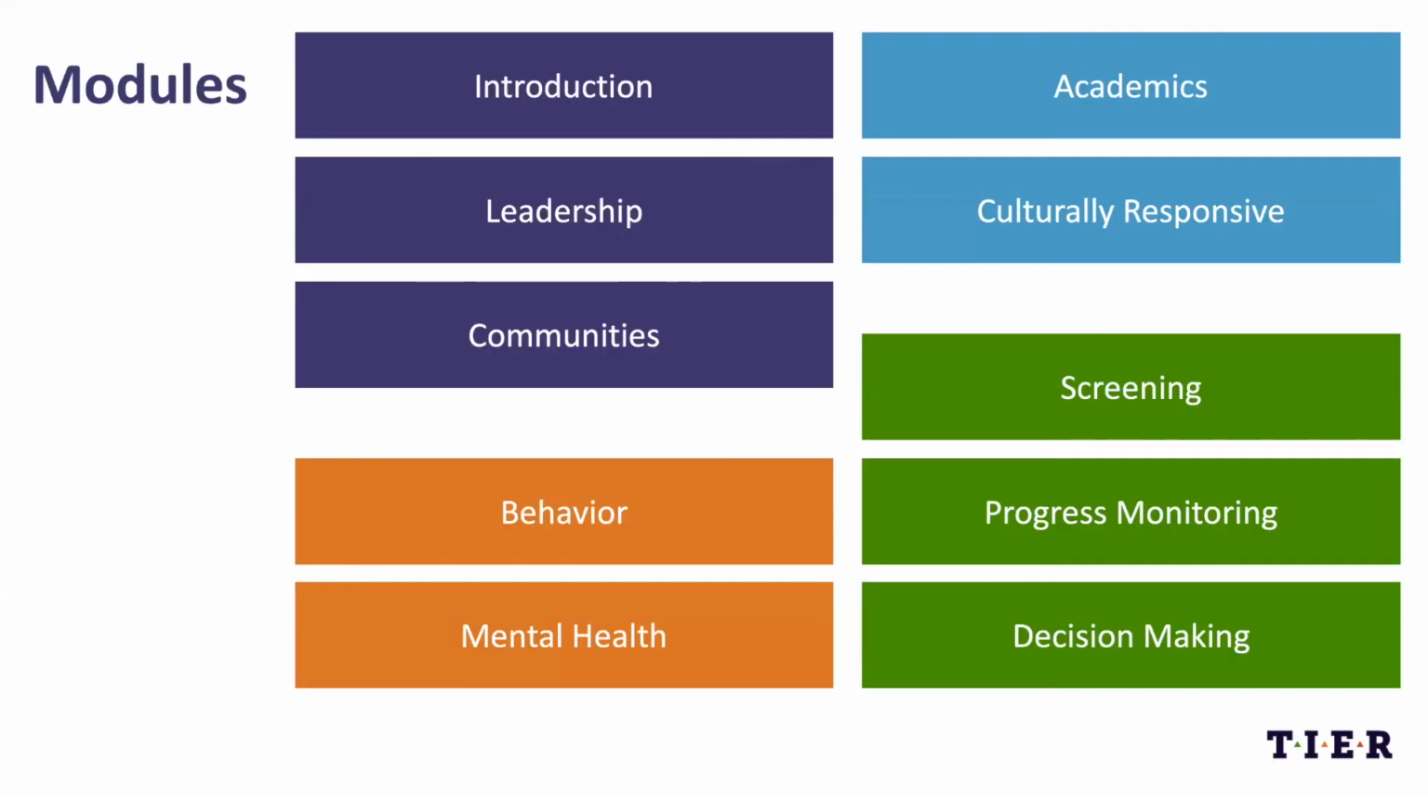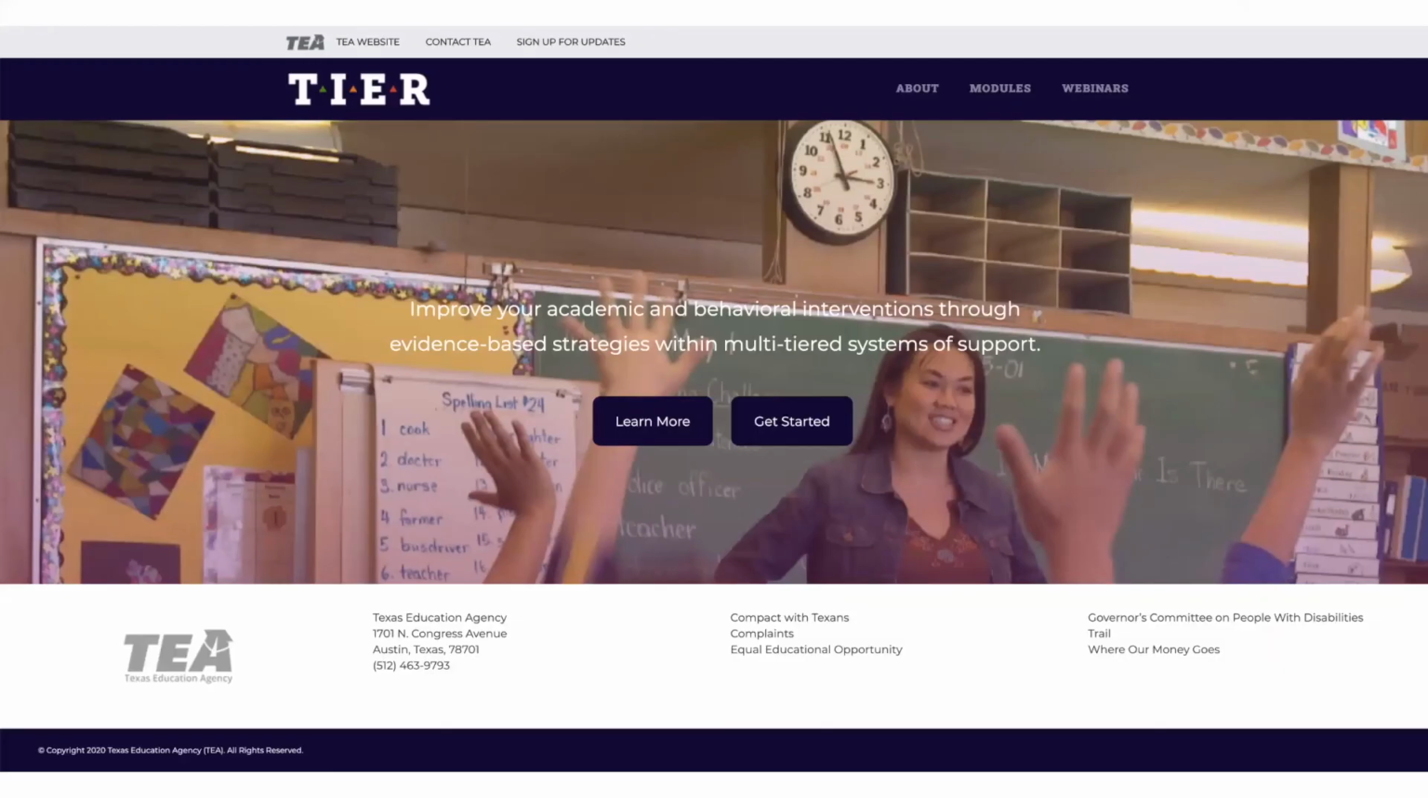We really see that each of the 10 modules belong to one of 4 groups. We see that introduction, leadership, and communities are related to one another. We see that the 2 modules of behavior and mental health are related to one another. We see that academics and culturally responsive are related to one another. And then we also see that screening, progress monitoring, and decision-making are related to one another.